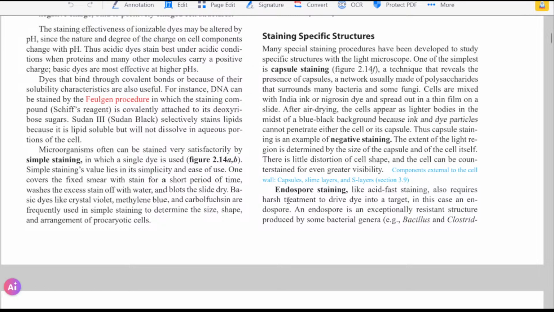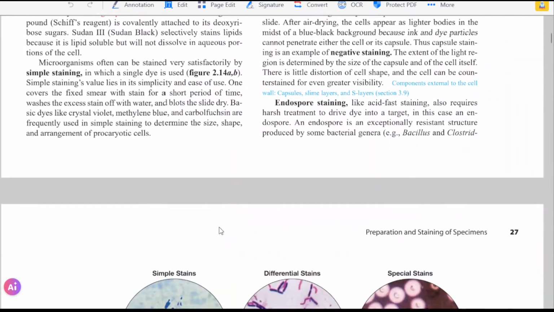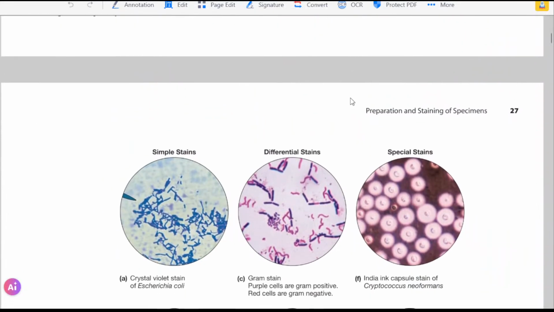Endospore staining is coloring the endospore to differentiate it from the bacteria. Even if the bacteria is not present in the environment, if the endospore is present, the harmful characteristic of the bacteria still remains. Staining the endospore is a tough job, and you stain it by rough methods because the endospore is usually resistant to external environments, and it is formed by certain bacteria like, for example, Bacillus and Clostridium.